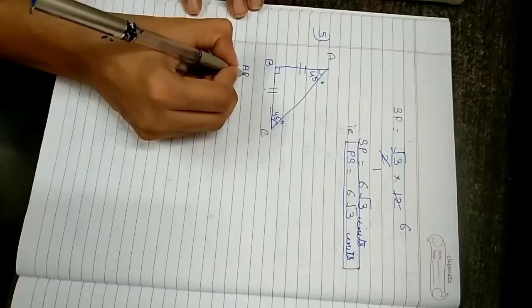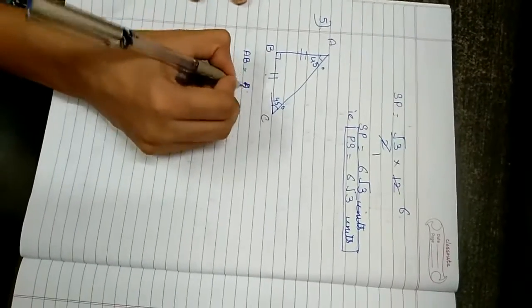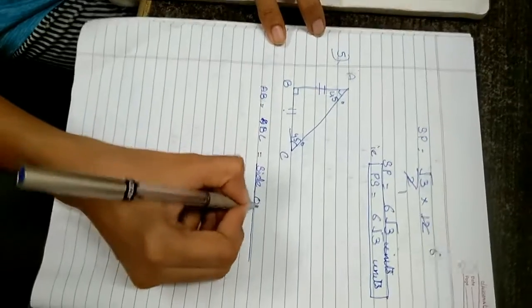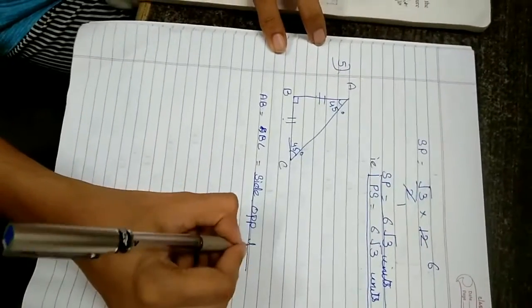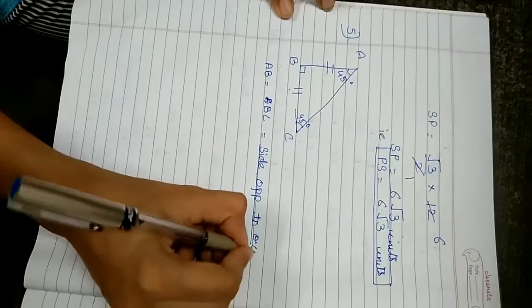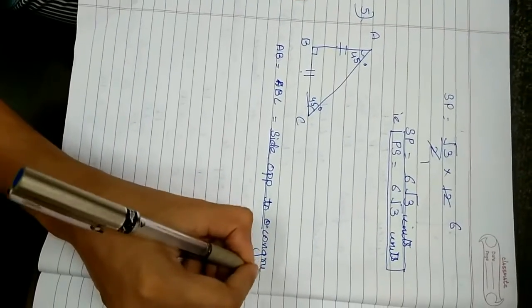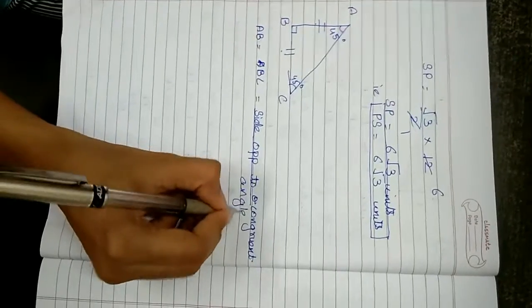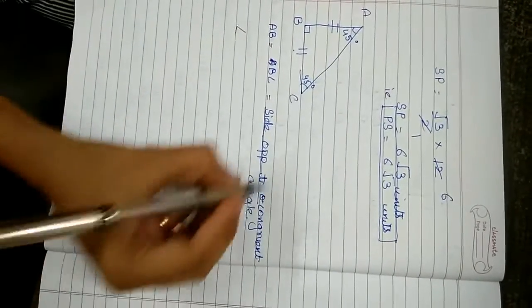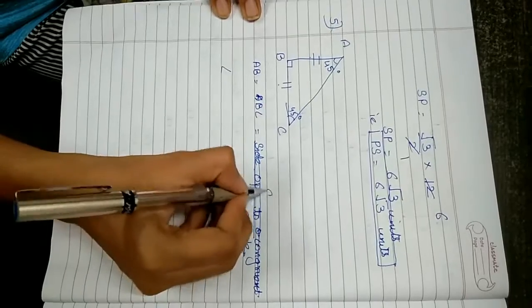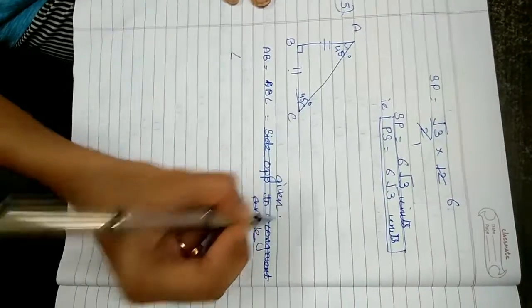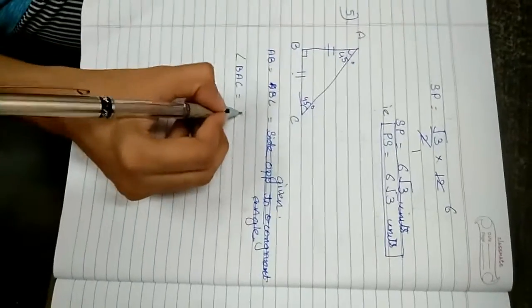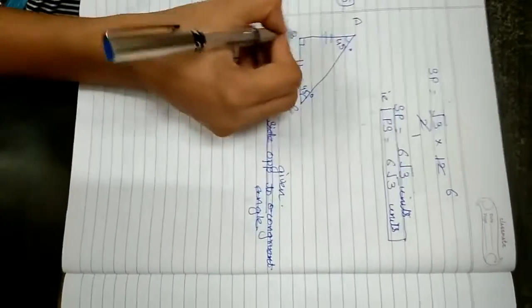Now AB is equal to BC, so the angles opposite to them are congruent. Angles are given, therefore angle BAC will be 45 degree.